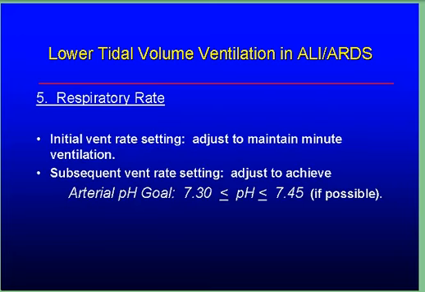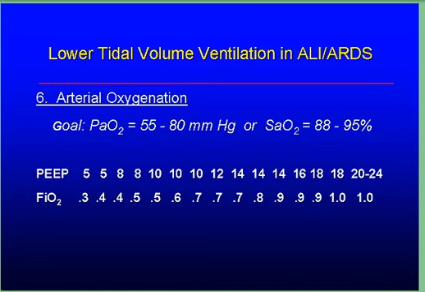Respiratory rate is adjusted to maintain a minute ventilation. When we lower the tidal volume, we would raise respiratory rate in a reciprocal fashion. If we make the initial tidal volume adjustment, we would make subsequent ventilator rate settings to achieve that pH goal, as shown here. And PEEP and FiO2 are as shown according to this PEEP FiO2 scheme, a scheme that was developed by consensus in 1999 by the ARDS Network investigators.